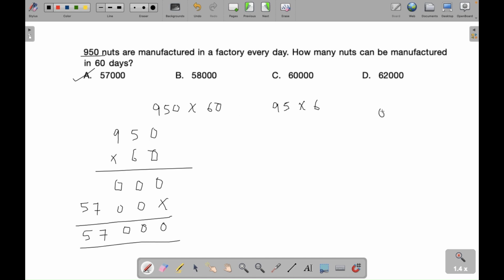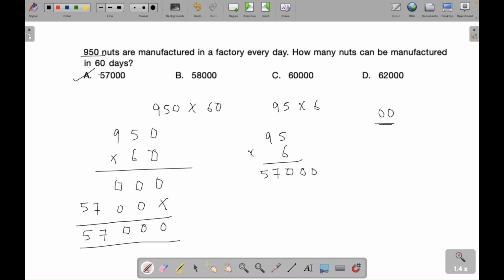So remember, whatever answer you get, we'll just have to add 2 zeros. Now if I just multiply 95 and 6. So 6 fives are 30, carries 3, 6 nines are 54, plus 3, 57. So 570, and we remember that we have to place 2 zeros at the end because we removed them initially. So we just add these 2 zeros.